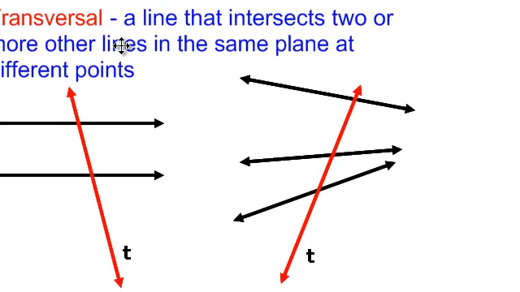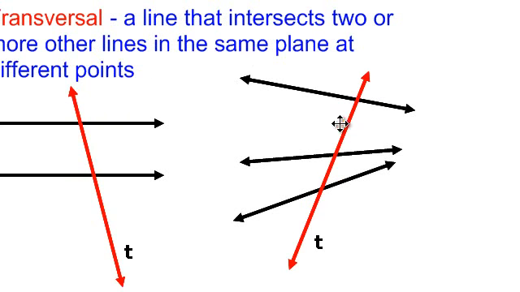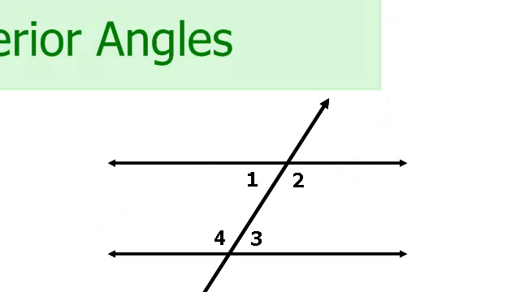So as I talked about, a transversal is a line that intersects two or more other lines in the same plane at different points. A plane is a surface. So both of those red lines are transversals. When we have a transversal intersecting two parallel lines is when we get a very unique set of circumstances. Remember that it's only with parallel lines, however.